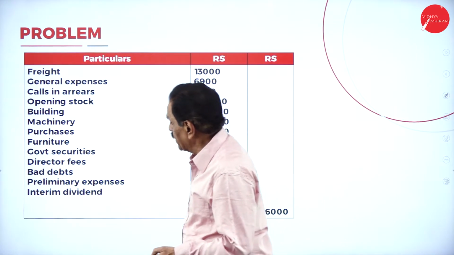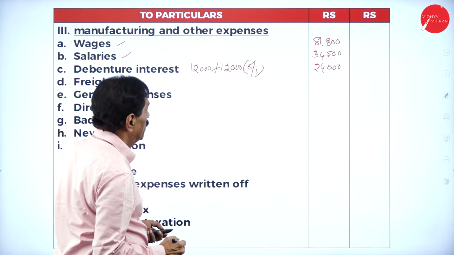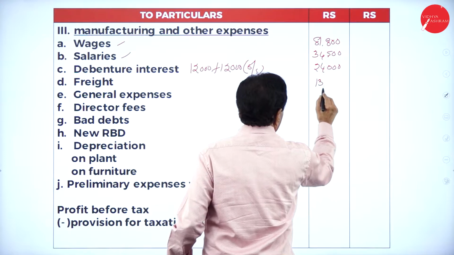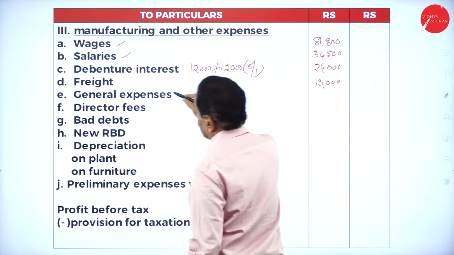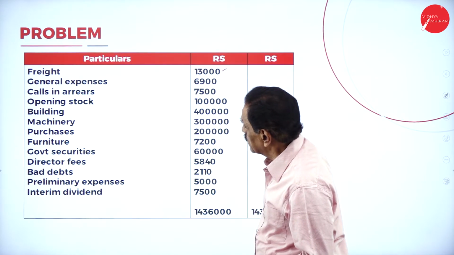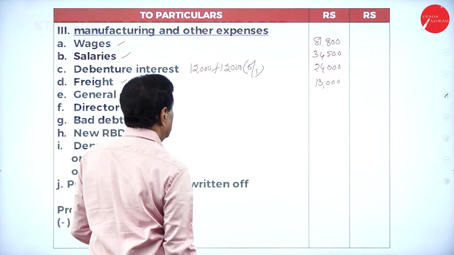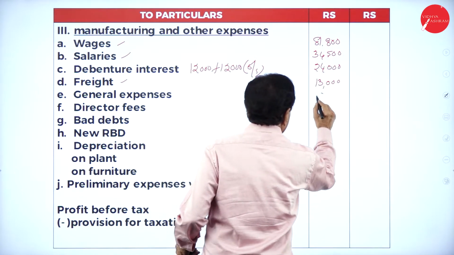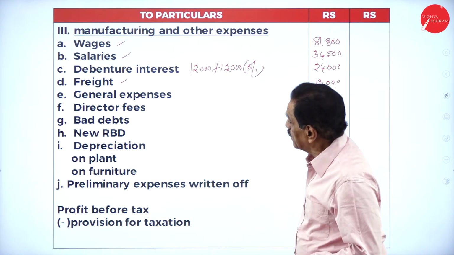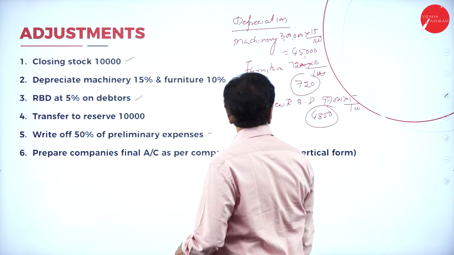Then freight. What's the value of the freight? We see that 13,000. Freight 13,000. Then general expenses. Right of general expenses 6,900. General expenses 6,900. Director fees 5,840.